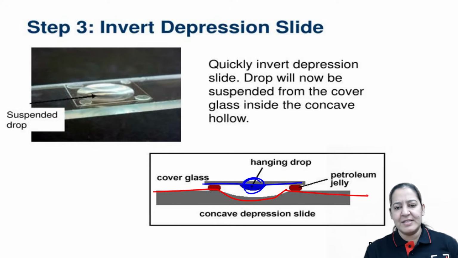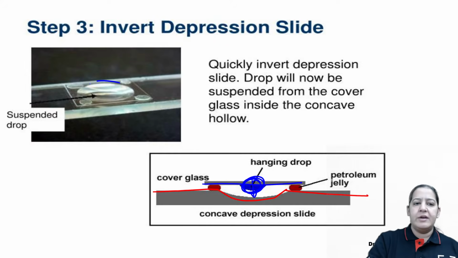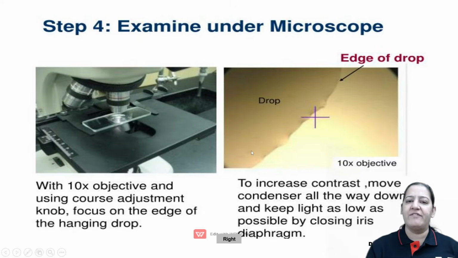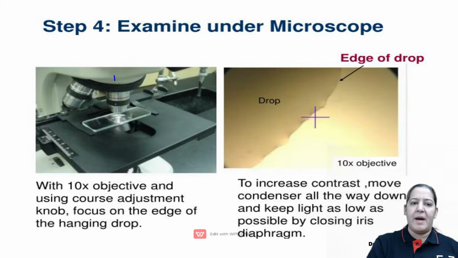At the center of the cover slip, this is the drop. So that is hanging. This is known as hanging drop preparation. Can you see? This one is hanging here. Everyone give me a thumbs up. This is top view and this is transverse view. You got my point? Side view. Now examine under microscope.